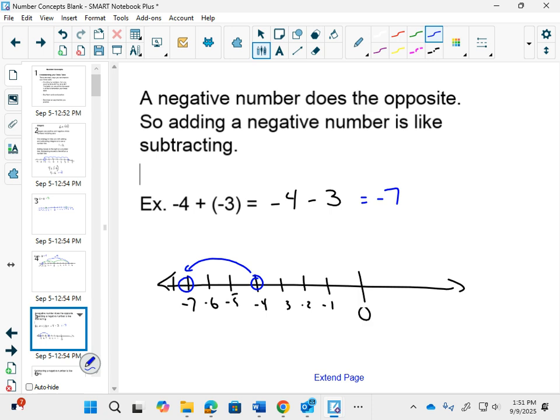Or if you do like to change the adding of a negative to subtracting, this says start at -4, subtracting means go to the left. Go to the left 3 units, you'll get to -7.